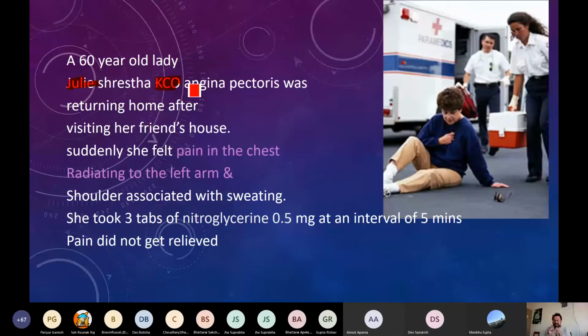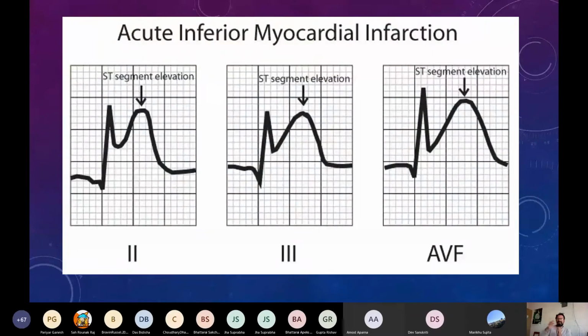But this time what happened is she took it 3 times, one after another, at 5 minute intervals. She tried all of them, and she knew that this is something abnormal. So she called for help because the pain was not relieved, and help arrived, and then she was taken to the hospital.